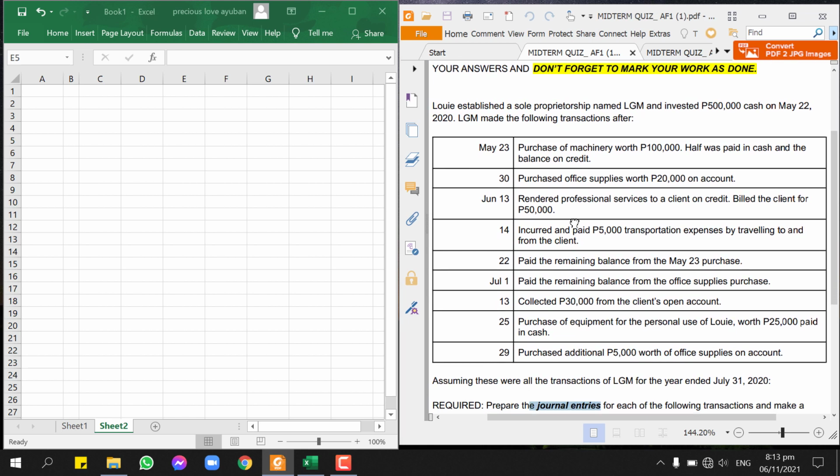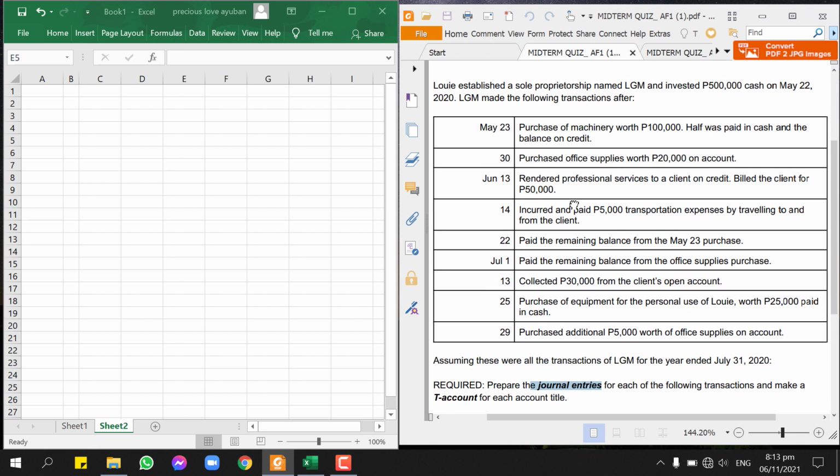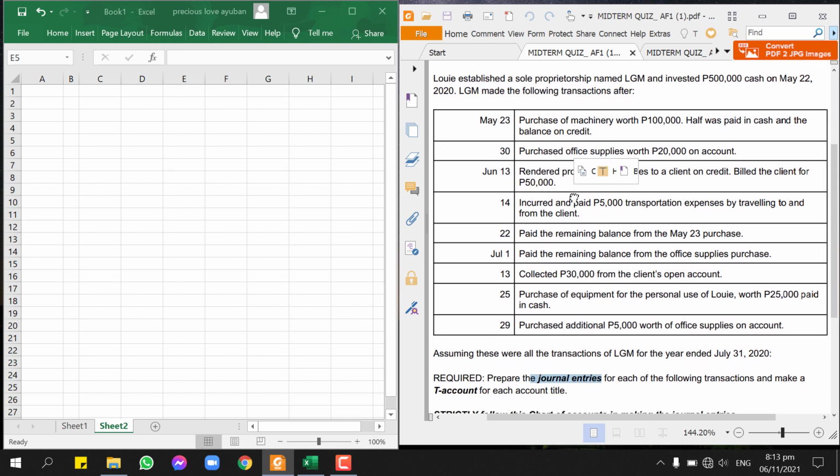So before we proceed to the transactions, let's read first the requirements. So the requirements is to prepare the journal entries for each of the following transactions and make a T account for each title. So we have here, Louis established a sole proprietorship named LGM and invested 500,000 cash on May 22, 2020.